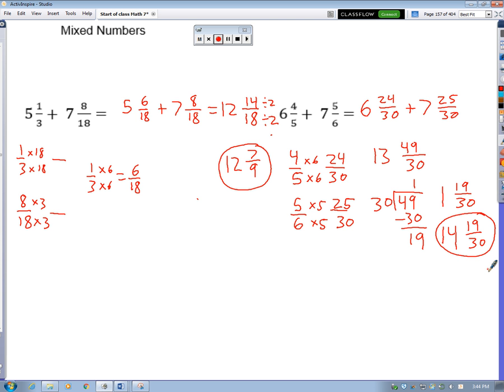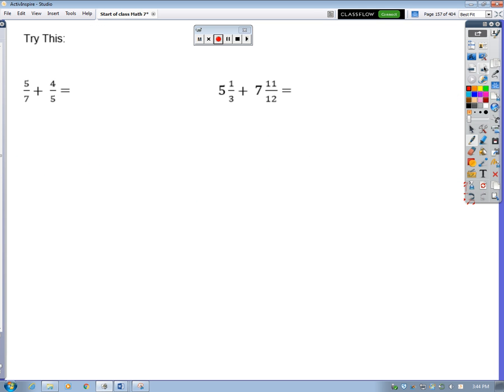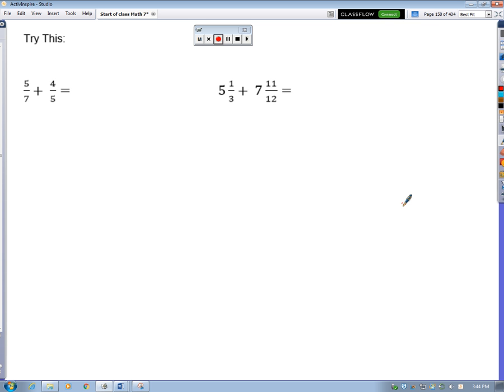Alright, I have two try this problems for you guys. Try those fractions out, see how you do, and then hit play, and then we'll take a look at what answers you came up with. Alright, let's check out what you got.